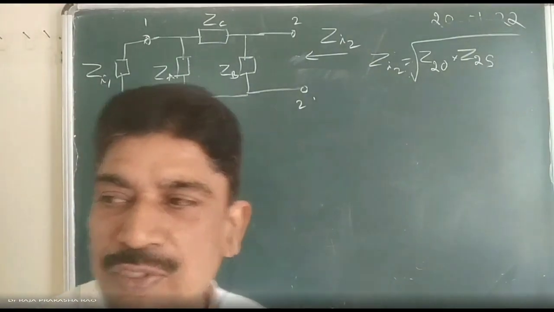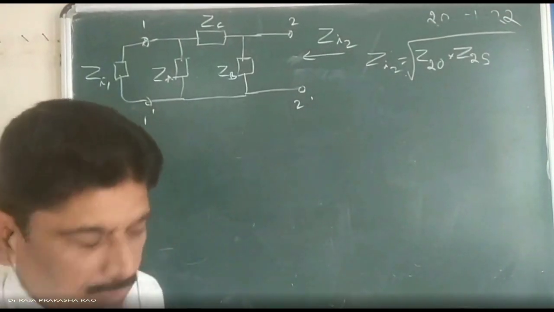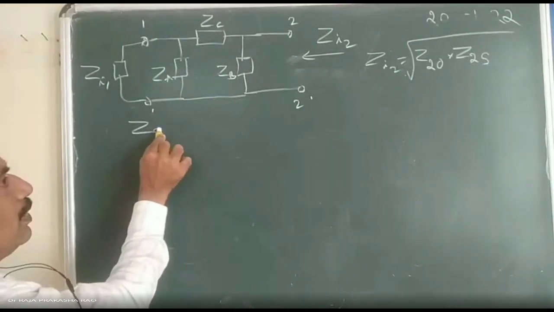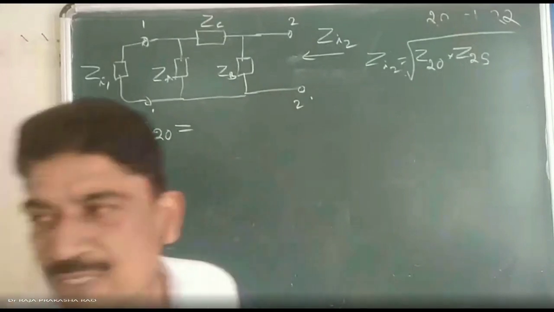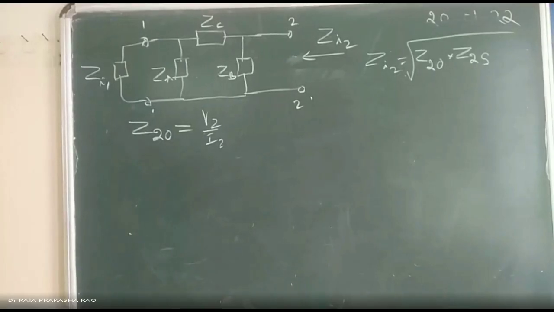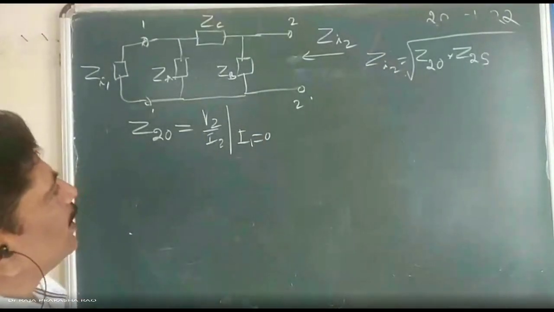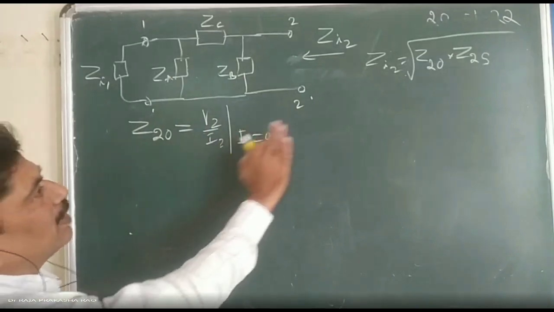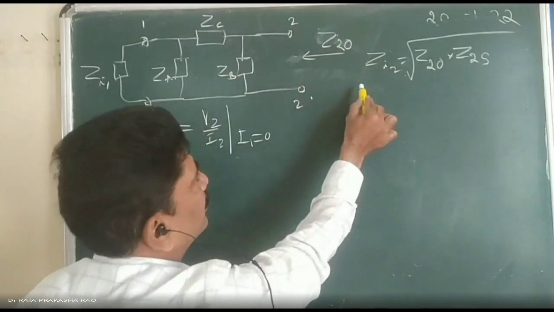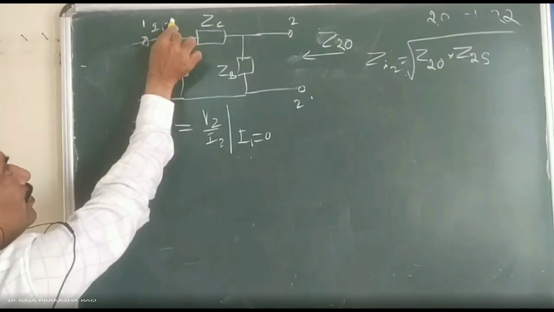Now to find out Z20, first find out Z20 and then Z2S. This is the initial diagram, and let us find out Z20 now. Z20 means V2 by I2. Z20 is equal to V2 by I2 when I1 is equal to 0, that means the first port should be open. Let us find out Z20 from this diagram. For finding Z20, we need to look from the second port node. Now it is Z20, not ZI2. I1 is 0 means open the first port. And if you open the first port, you will get I1 equal to 0, right?